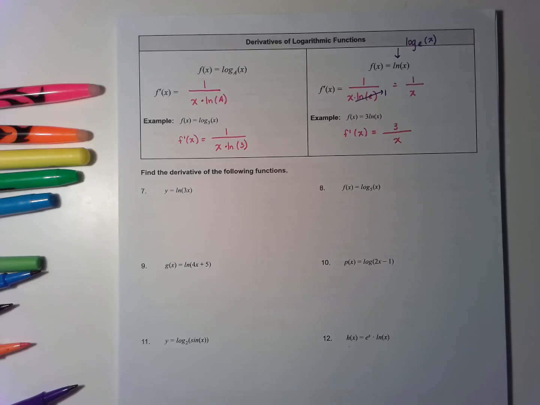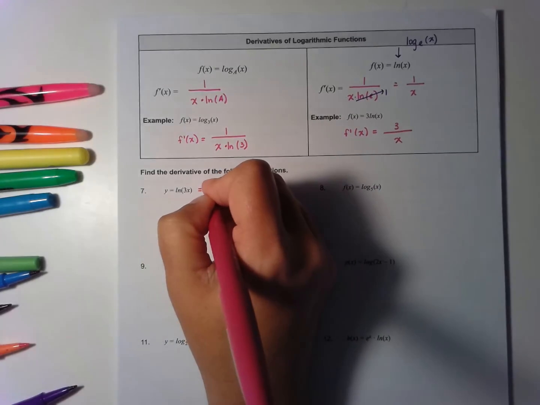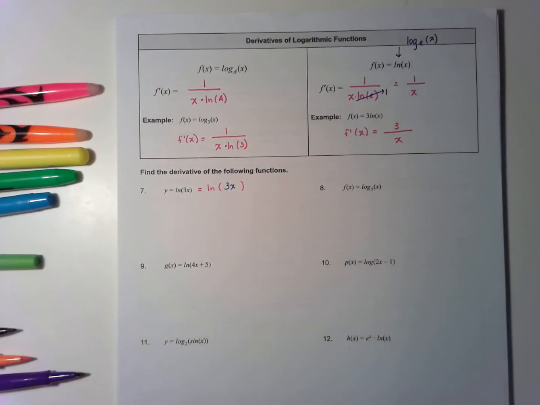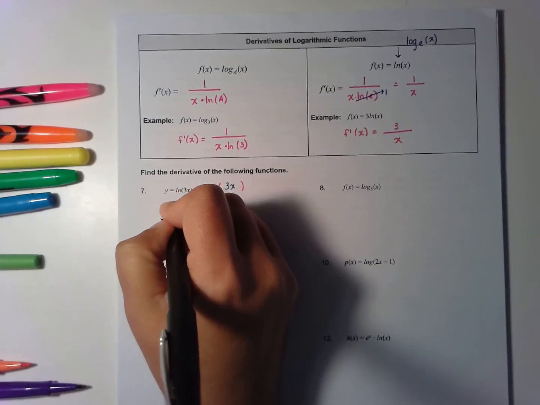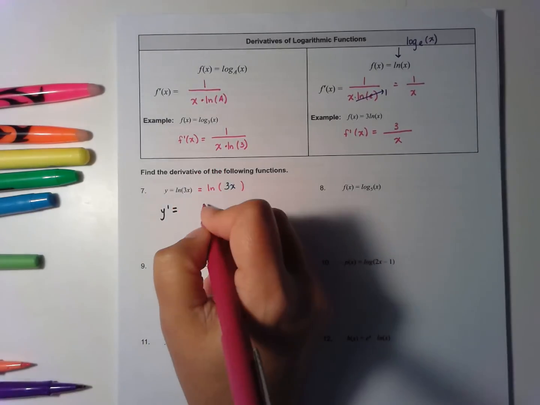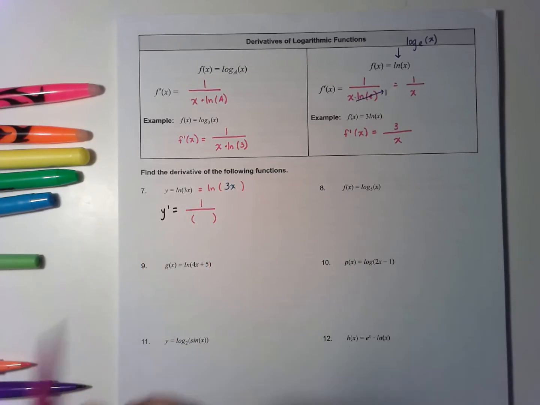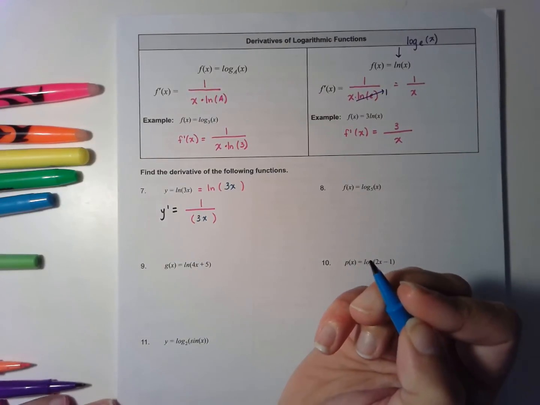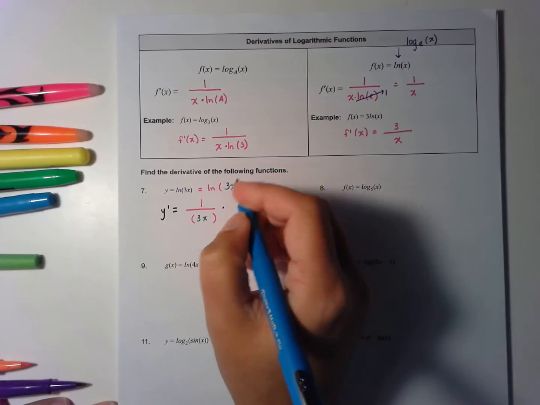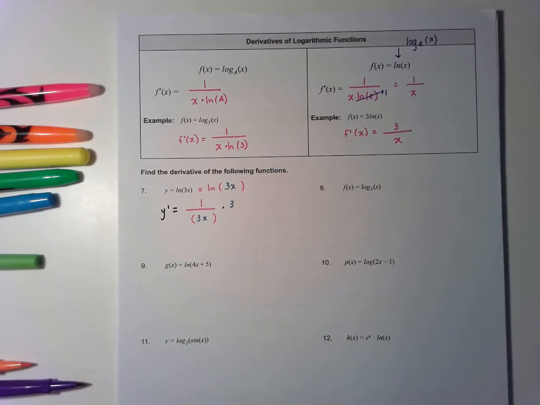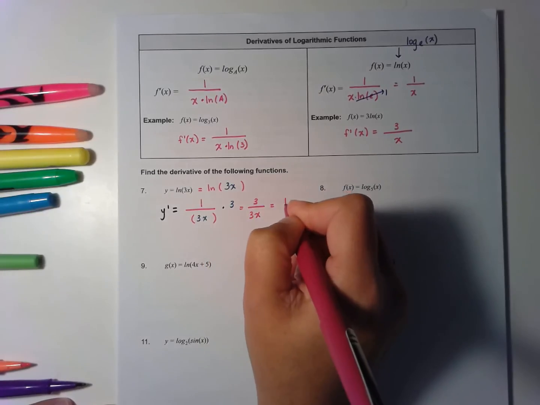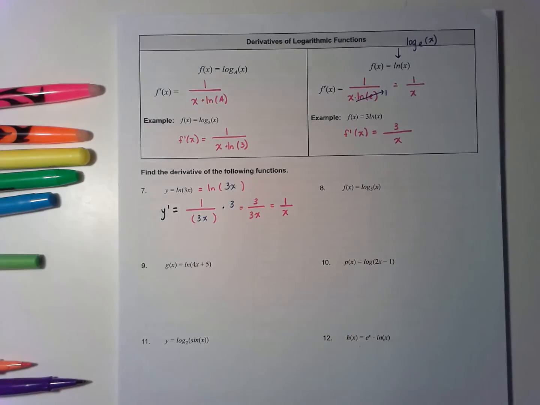For problem 7, it's going to be a chain rule question, and the outside function here is the natural log function, and the inside function here is the 3x. So if I take the derivative, y prime would be equal to 1 over the stuff, which in this case is just 3x. Then we need to apply the chain rule, which means multiply by the derivative of the inside function, which is 3. What that's going to do is give me 3 over 3x, which simplifies to, again, just 1 over x.